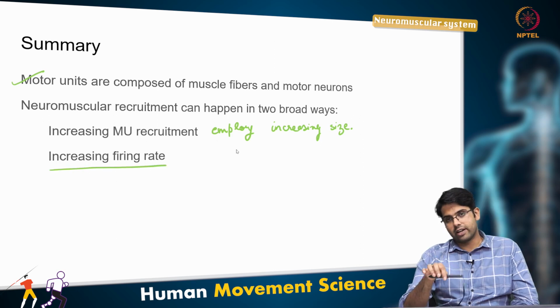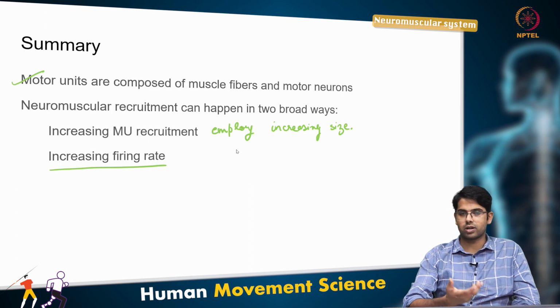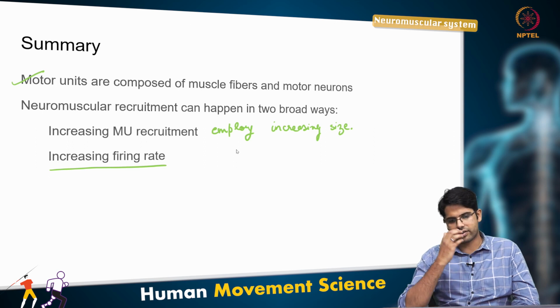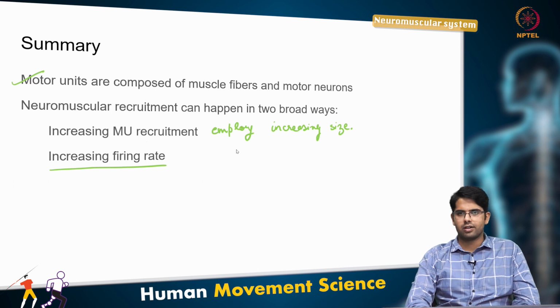So now at the end of this unit on neuromuscular systems, I hope you can define what the components of a neuromuscular system are, what motor units are, how neurons interact with muscles in a very basic manner, and you have some understanding of how neuromuscular recruitment happens. The next unit will cover the nervous system. Good luck.